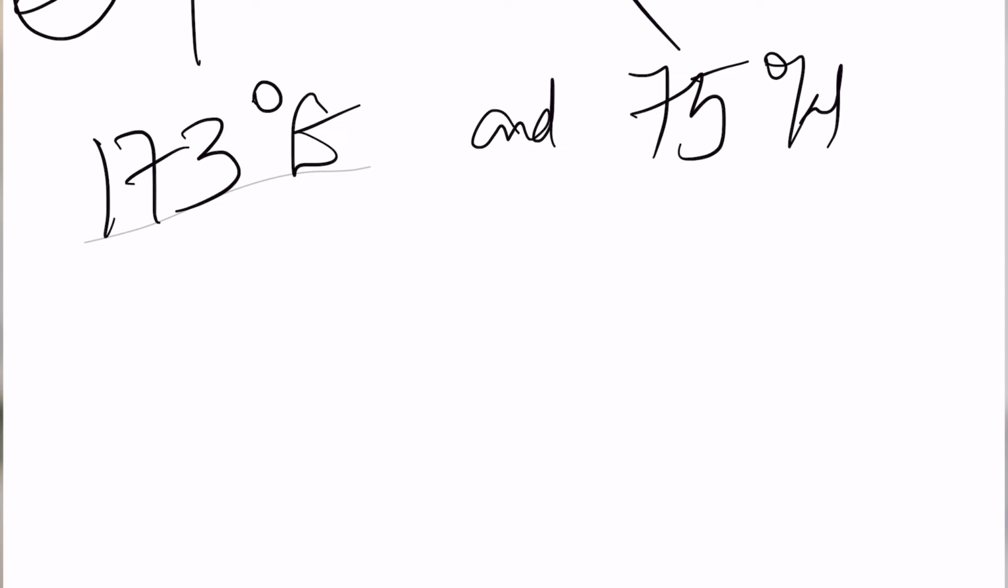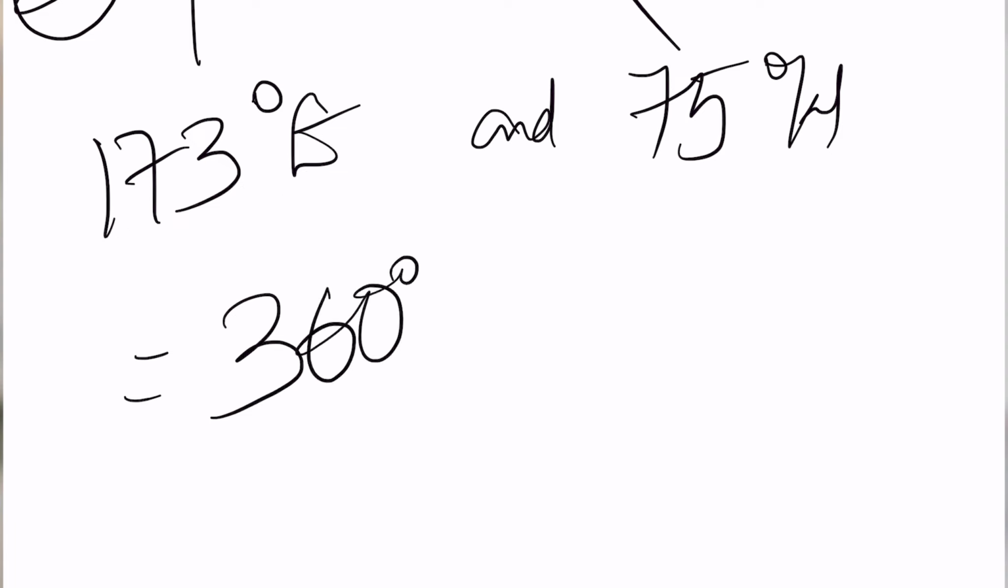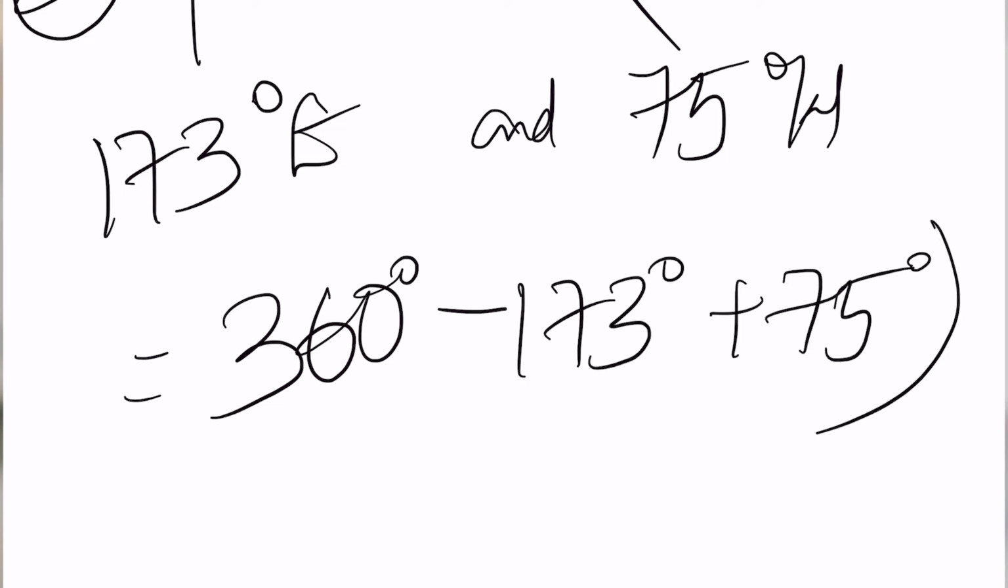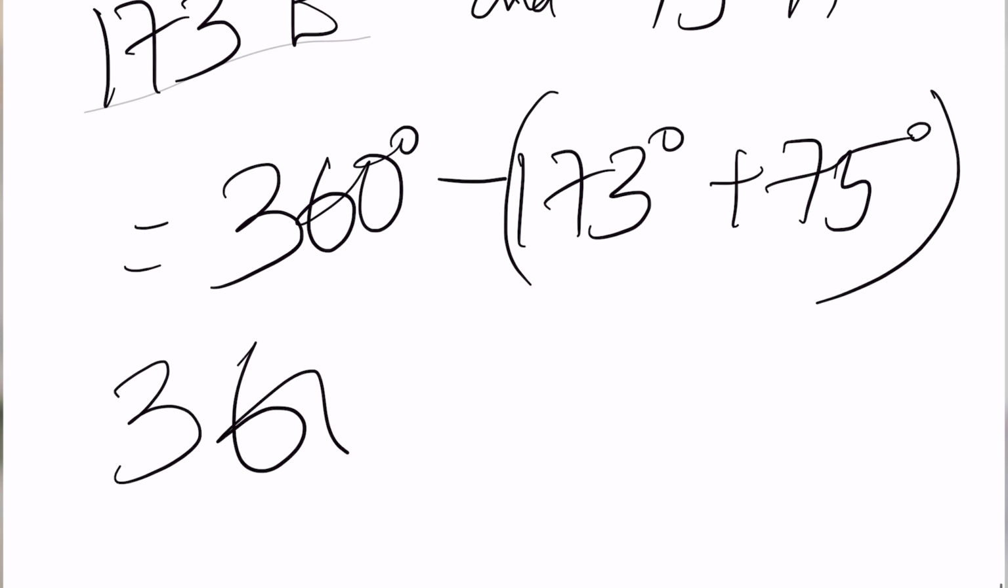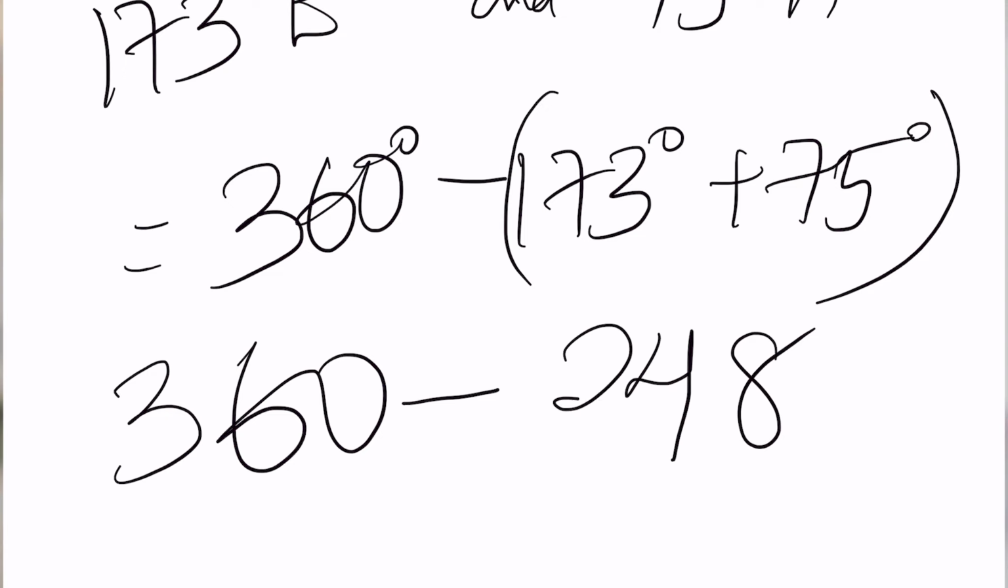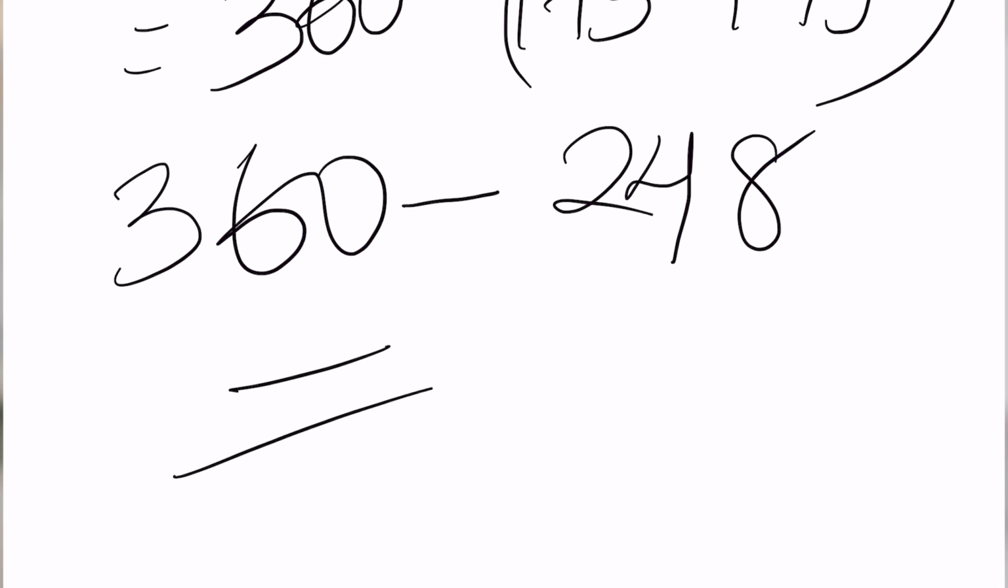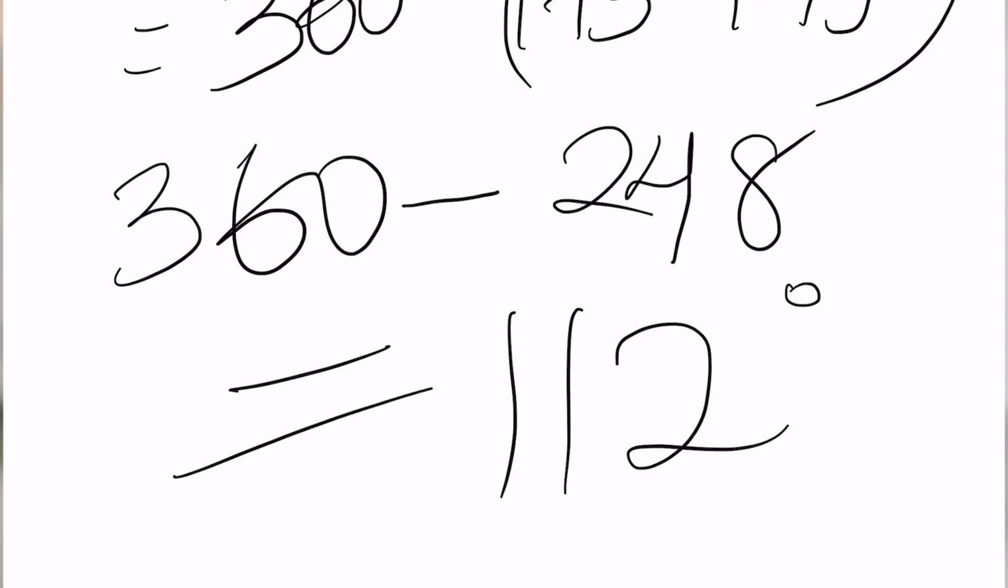Now, for the shortest distance between them along the equator, they are on separate sides, so you have to look for the shortest distance. We do 360 degrees minus the sum of 173 and 75. So 360 minus 248, we have 112 degrees.